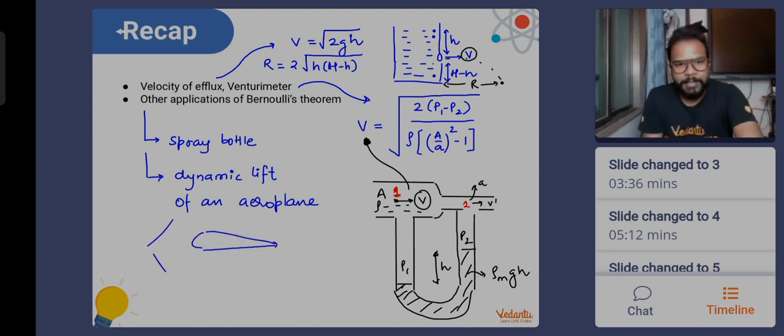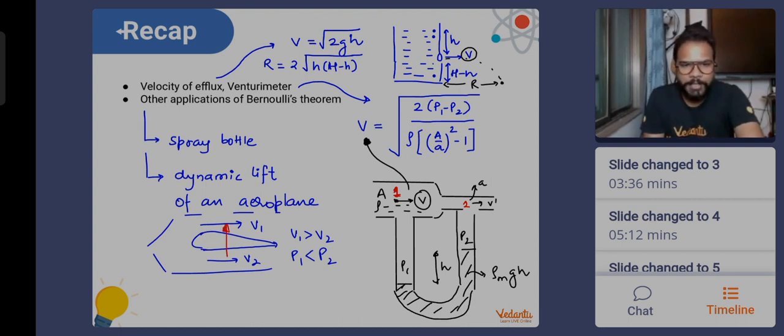The design of the aeroplane wing is such that when the air flows, it will flow faster here. V1 will be more in comparison to V2. The design is such. So because of that, the pressure at 1 is going to be less than pressure at 2. We explained all of these things in detail. Because of that, there is a pressure difference, and overall the pressure difference creates a force F, which is upwards. Because of that, it takes a lift.